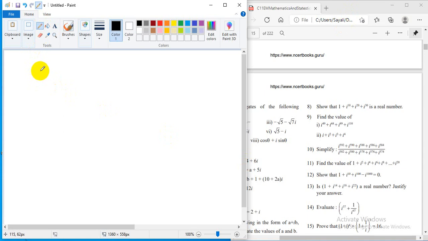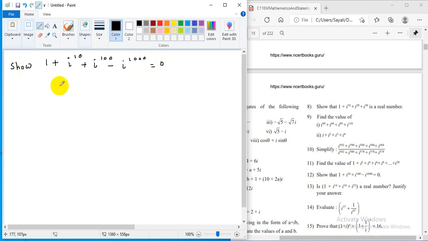what you have to show: 1 plus i raised to 10 plus i raised to 100 minus i raised to 1000. You have to show this is 0. Show. This is the problem.